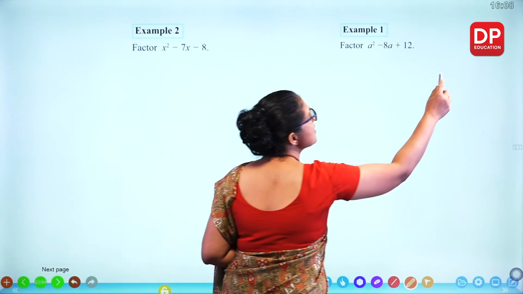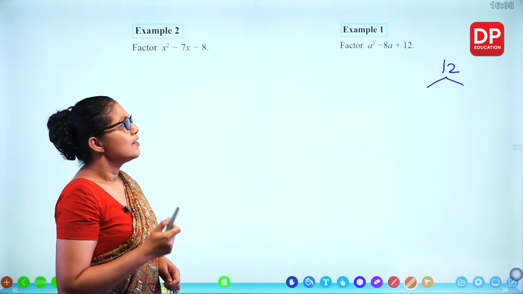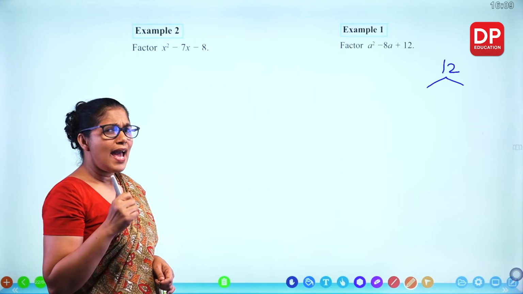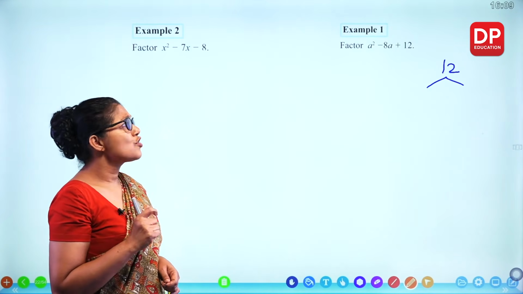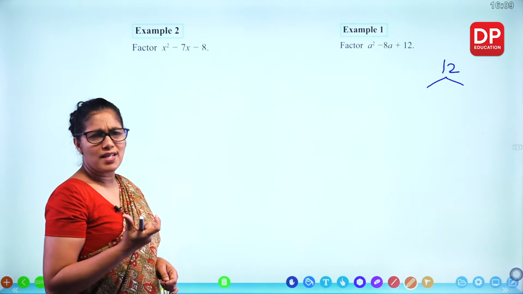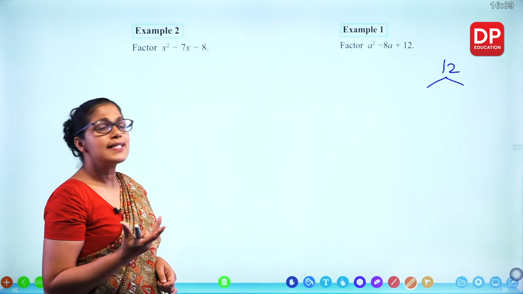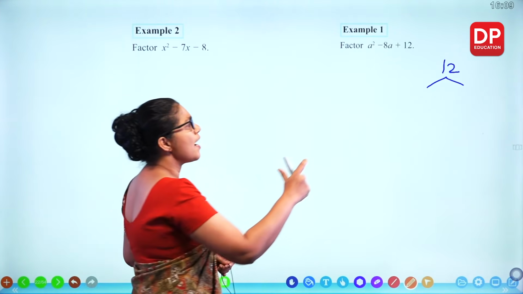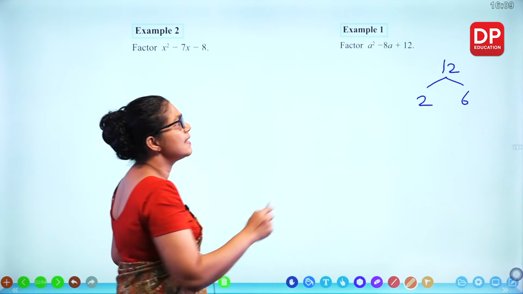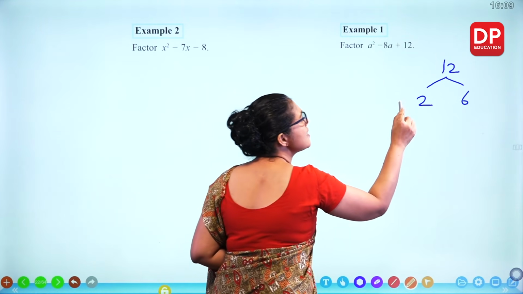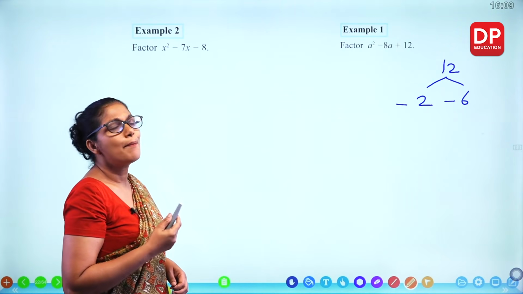So what are the factors of 12 to get minus 8? Here try all factors and find out which, when you add the two factors, give minus 8. 1 times 12, you are not getting minus 8. What about 2 and 6? Try with that. When you take 2 and 6, both should be minus. Minus 2 and minus 6, you are getting minus 8.